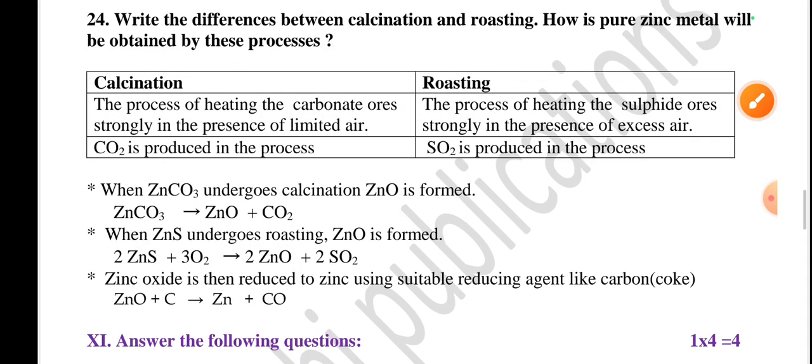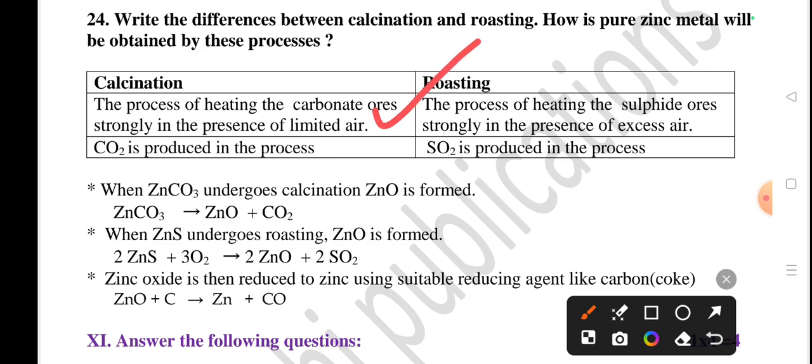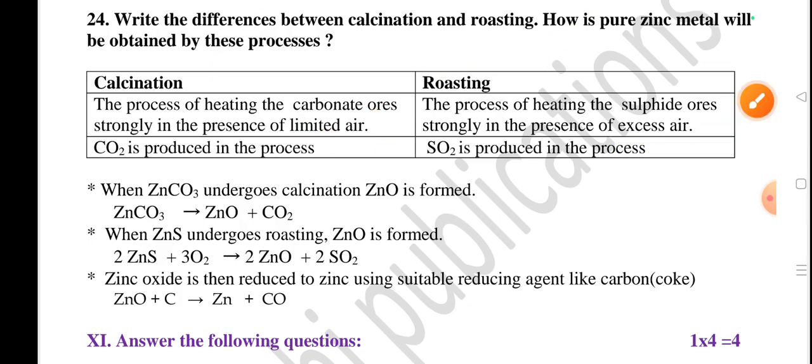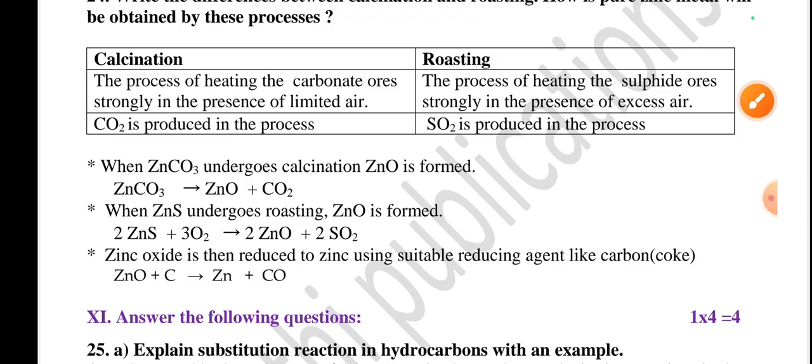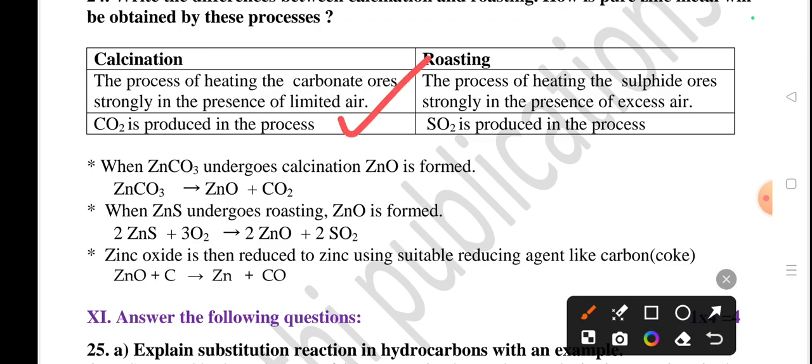Then question number 24: write the differences between calcination and roasting. How is pure zinc metal obtained by these processes? Calcination is the process of heating carbonate ore strongly in the presence of limited air. Roasting is the process of heating sulfide ore strongly in the presence of excess air. Limited air in calcination, excess air in roasting. Both definitions are similar. Carbon dioxide is produced in the calcination process. Sulfur dioxide is produced in the roasting process.